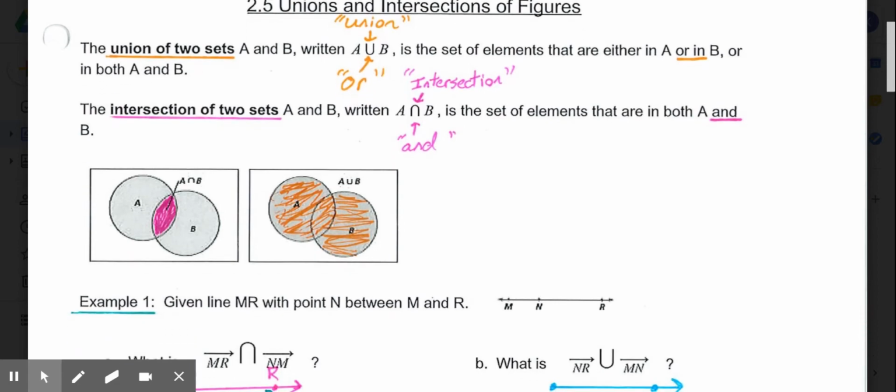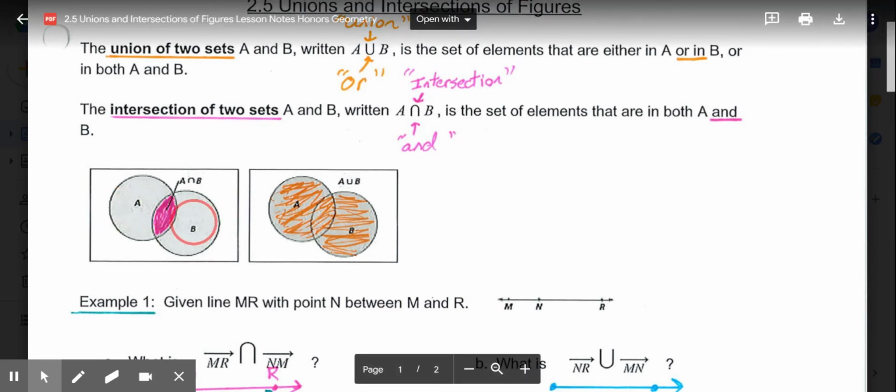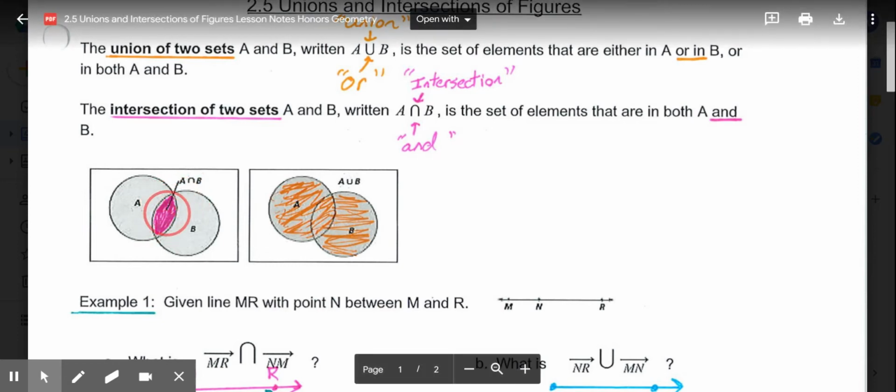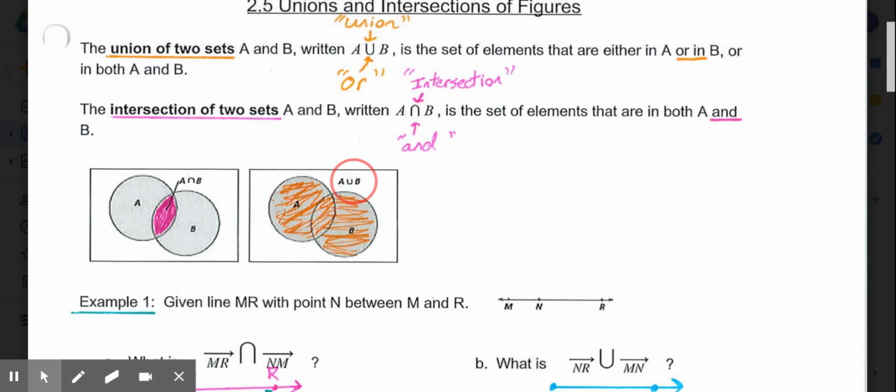If we look at two images using Venn diagrams, in our first one on the left here, we have sets A and B. The intersection of A and B would just be the section of elements or data that's in both A and B. The union of A and B would be all the data in A, all the data in B, or in both. So that would include both full circles.